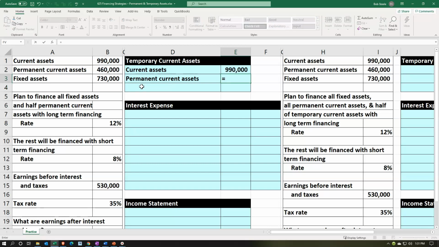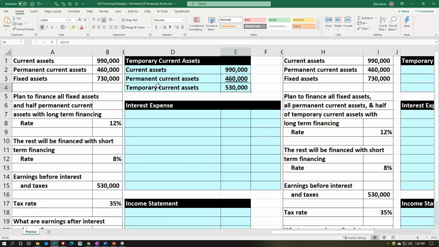Therefore, in that sense, they are then permanent. We're going to say permanent. The 460,000, let's put an underline there, Home tab, font group, and underline that one. And that means that the temporary, I'm going to type this in, temporary current assets are then going to be equal to the 990 minus the 460, or the 530.